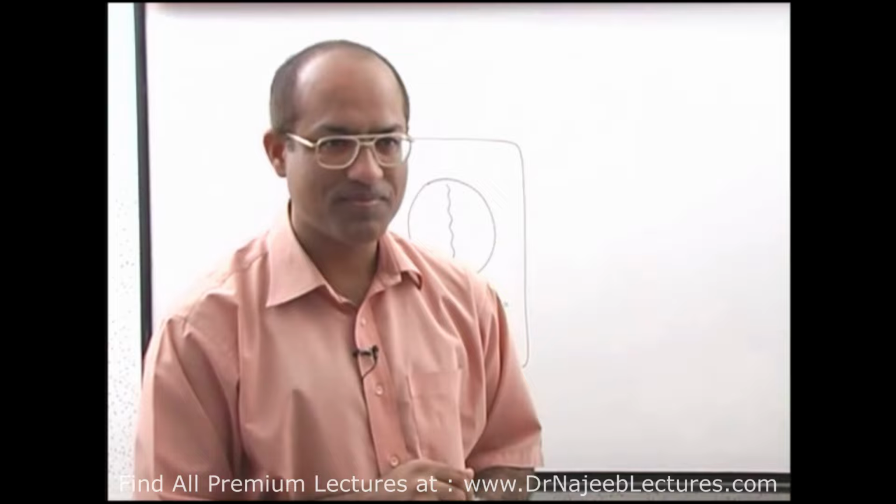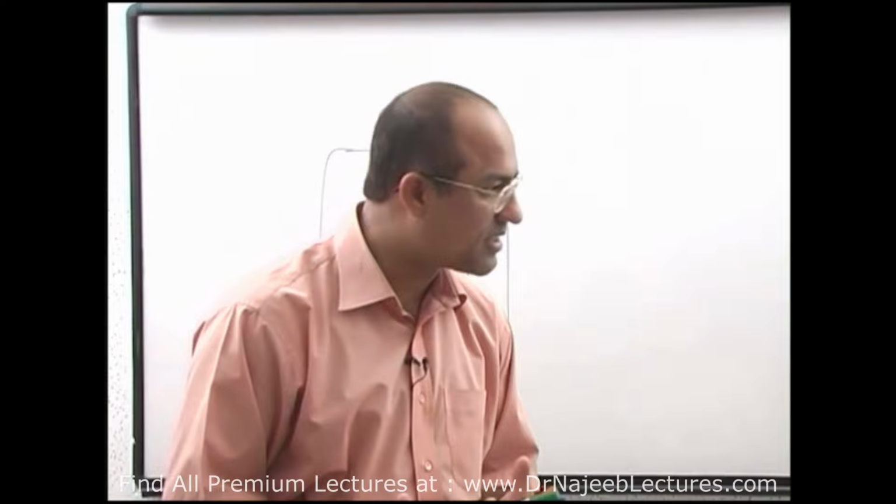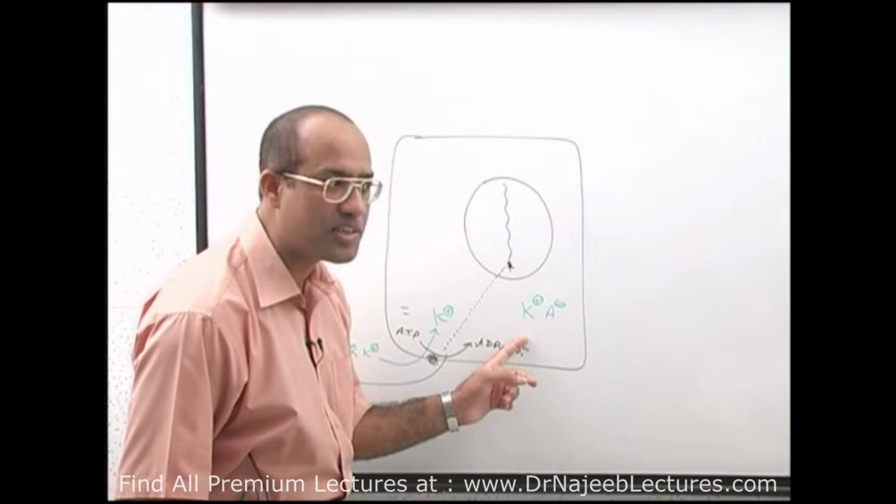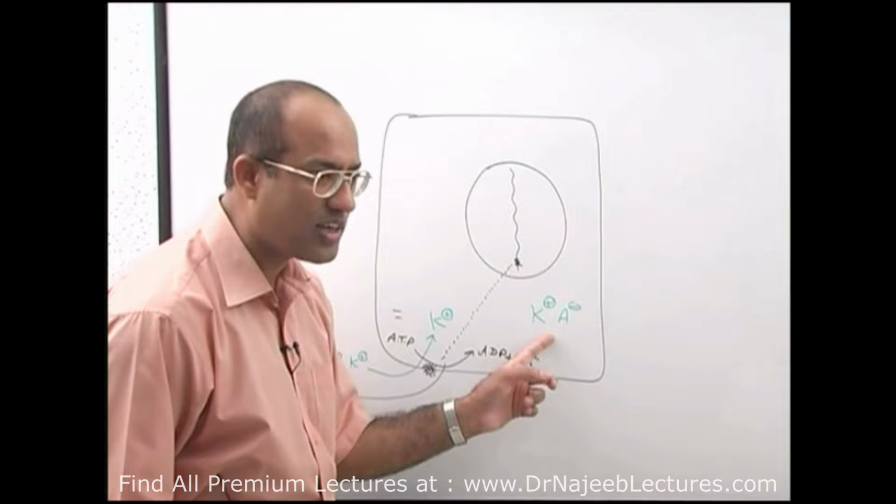Where there are cations, there are always some anions. For example, there are some proteins in the cytoplasm and those proteins are negatively charged. You must know proteins have amino acids, isn't it? And many amino acids at body pH are negatively charged. So the cytoplasmic proteins are negatively charged, and they also act as anions.